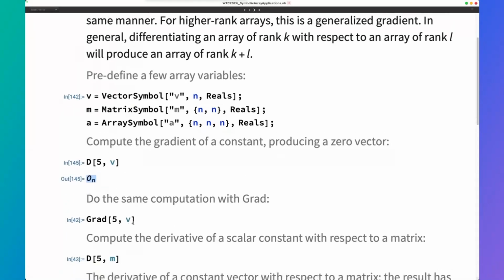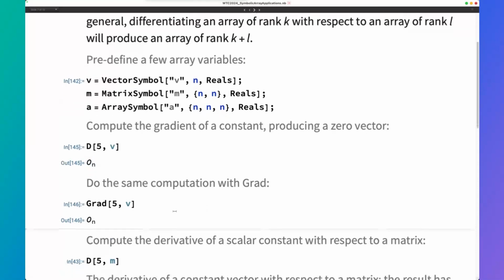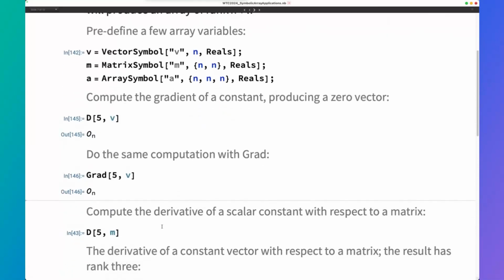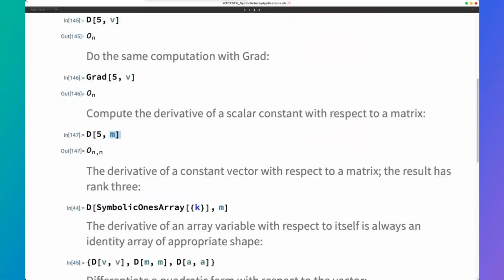We can do the same computation with Grad. Beautiful. Now we can do this calculation by taking the derivative of 5 with respect to a matrix, and we get a matrix of zeros, n by n, matching what M did here. So now let's take a constant array in k dimensions and differentiate it with respect to M.